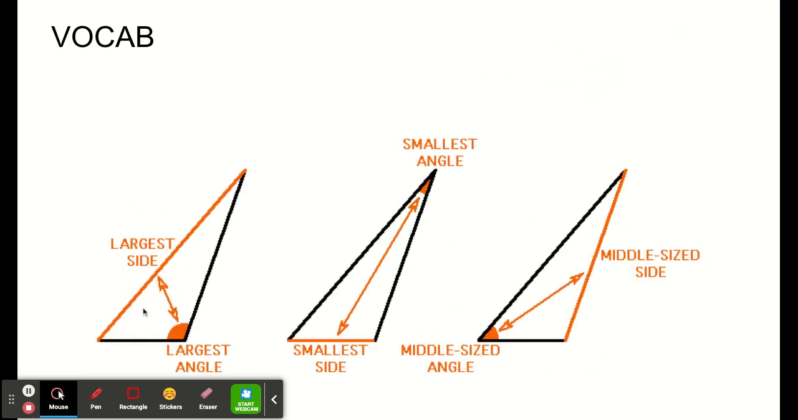Lastly, I want you guys to understand the idea that the largest side of a triangle will always be opposite or across from the largest angle of a triangle. So going back to the Pythagorean theorem, the right angle will always be the largest angle of the triangle. Therefore, the hypotenuse is always the largest side of the triangle. But this is the case with any triangle, not just right triangles. So the largest side is always opposite the largest angle. And conversely, the smallest side is always opposite the smallest angle, which means the middle-sized angle will always be opposite the middle-sized side.